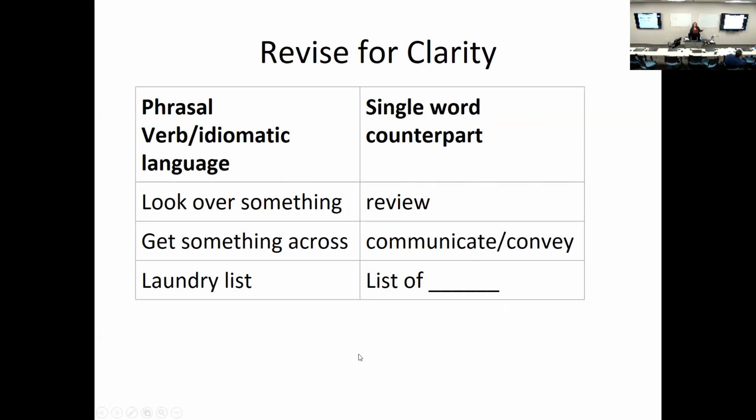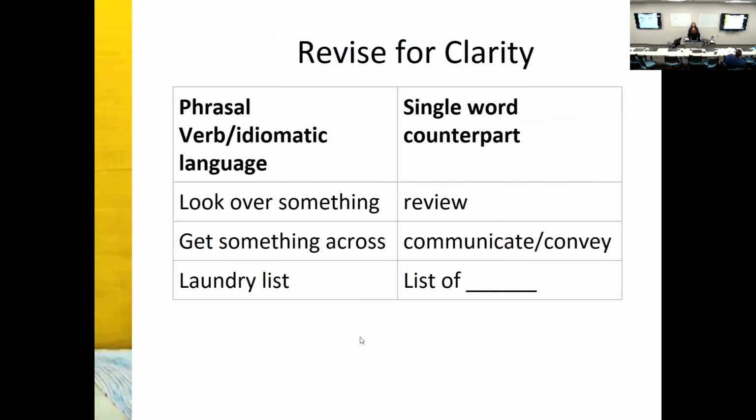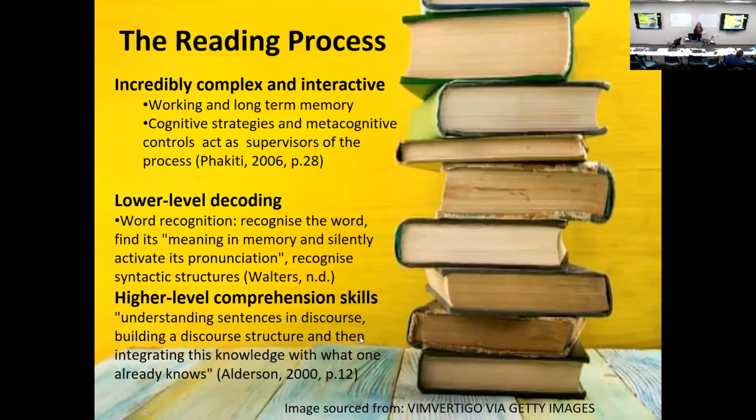So when you revise for clarity, these are some other examples. Get something across, you could say communicate or convey instead. So these are just easier ways of cleaning up our prompts to make them more accessible. All right. So now I'm going to turn it over to Zephra, and she's going to talk about sentence structure level.